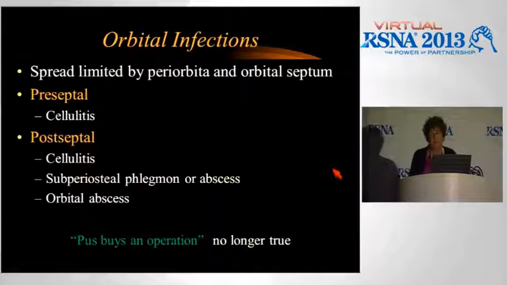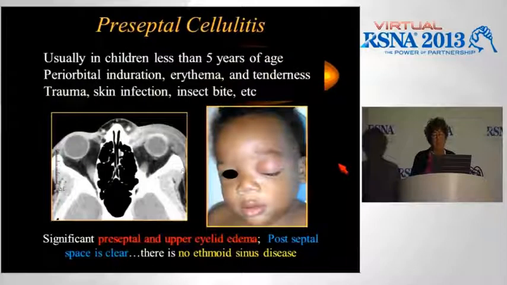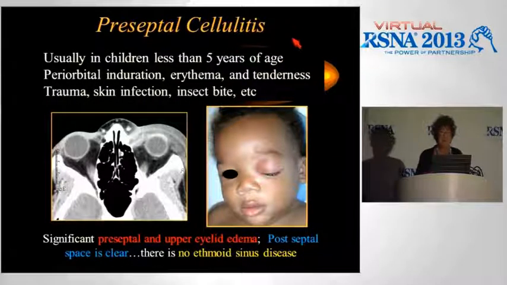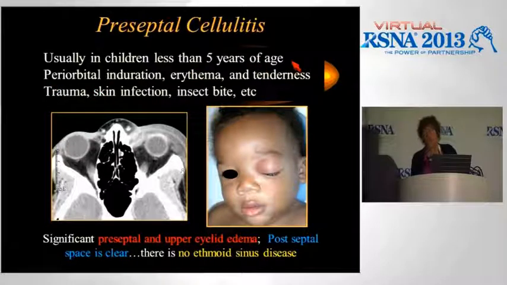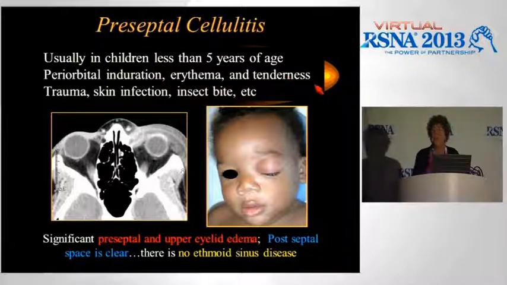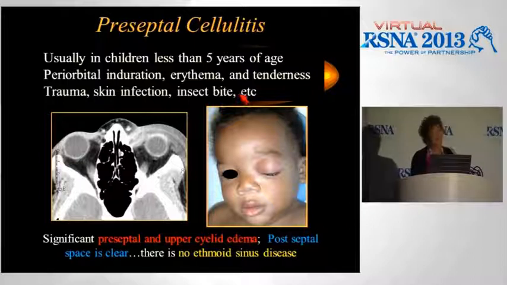And then decompression if impending compression of the optic nerve or compression of the globe or extensive, might have to go on to surgery. So if we talk about preseptal cellulitis, this is usually in children less than 5 years of age who get periorbital induration, erythema, and tenderness. That usually results from things like trauma, skin infections, or insect bites, not usually the result of a sinus infection, as we see more in the adult.